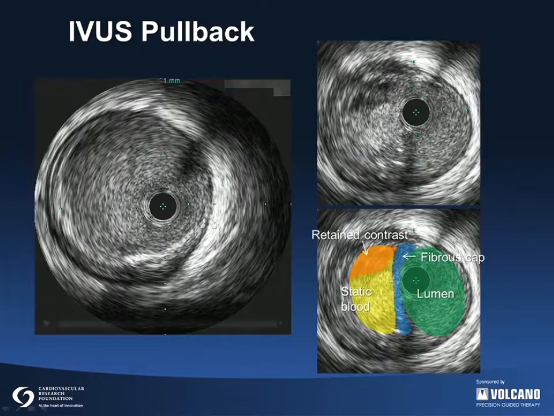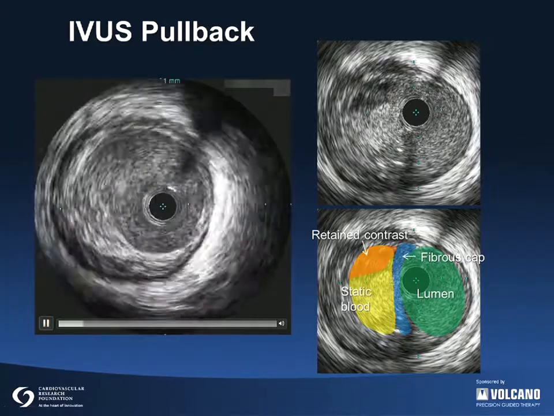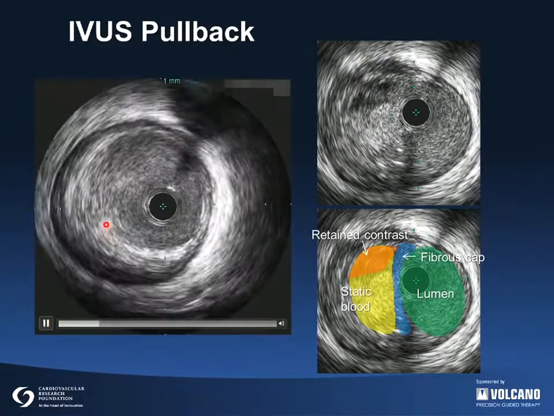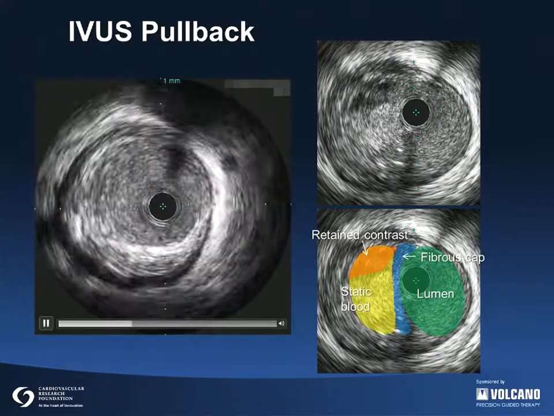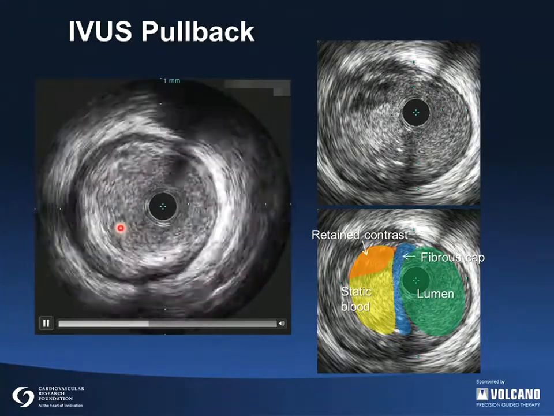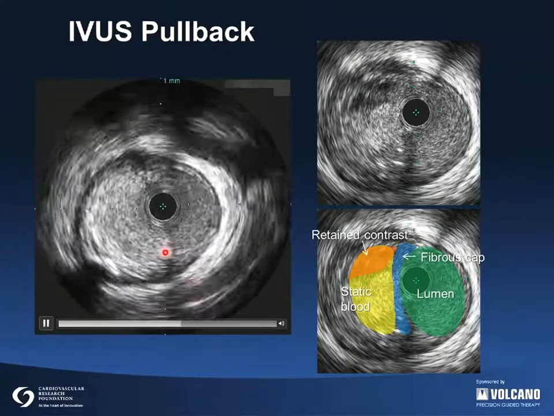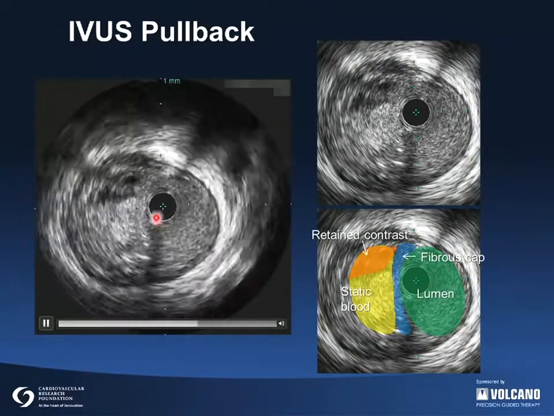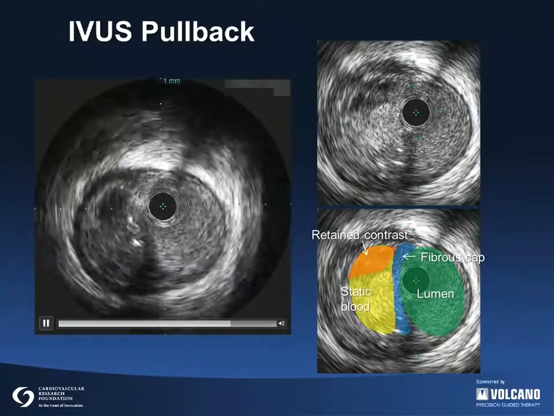On the left, the IVUS pullback was started from the middle of the LAD. From 6 o'clock to 12 o'clock, there is eccentric isoechoic plaque. There is a cavity inside of the plaque with hyperechoic static blood and hypoechoic retained contrast inside the cavity, and a residual fibrous cap separates the cavity from the true lumen.